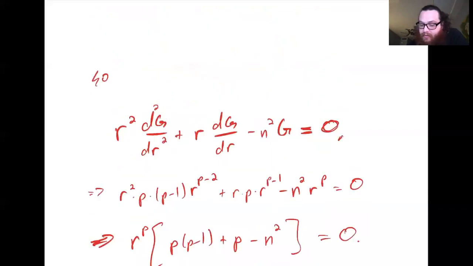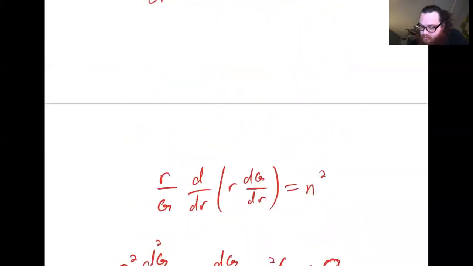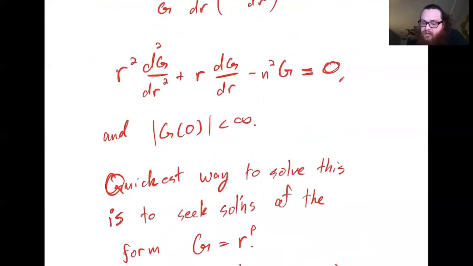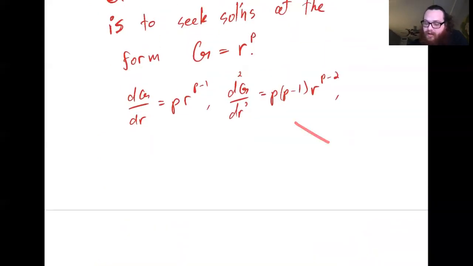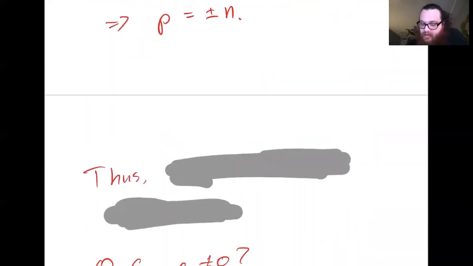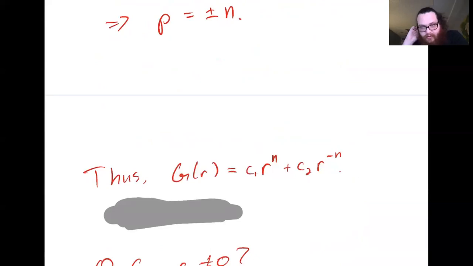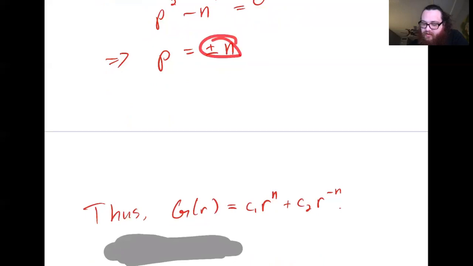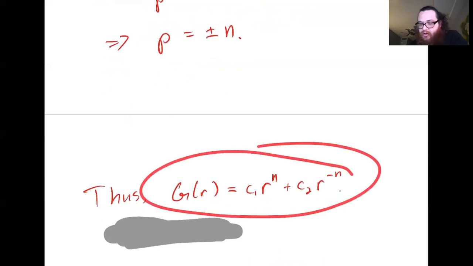So for a given lambda, recall lambda was equal to n squared. So lambda depends on n. For a given lambda, we figured out what the form of G has to be. It has to be r to the n, or rather, a linear combination of r to the positive n and r to the minus n. So it's going to be some linear combination like this.